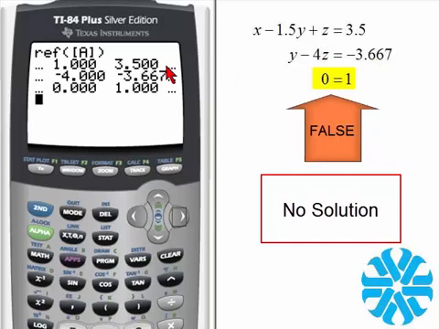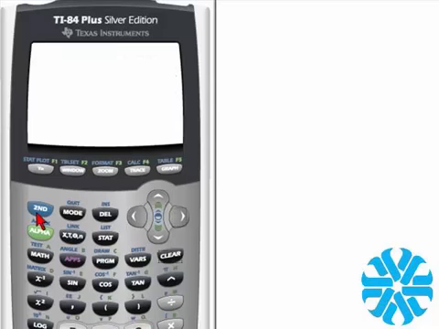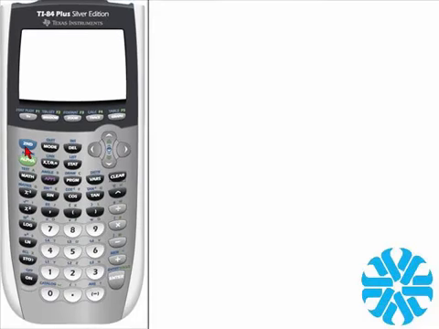Okay, so our first example had one solution. The second example had no solution. And now when we go to example number 3, this will have infinitely many solutions. Okay, so let's go ahead and clear that screen. Okay, so example number 3 will have infinitely many solutions. Use a matrix in reduced echelon form to solve the following system of equations.